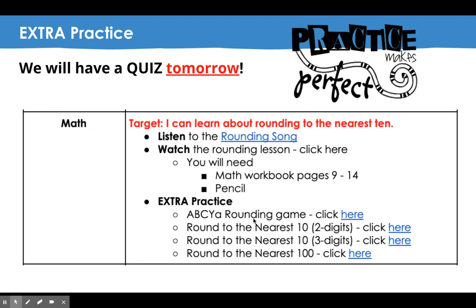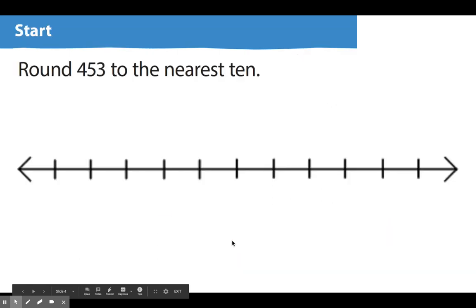It says ABCya rounding game, round to the nearest 10, round to the nearest 100. All of these awesome things are going to be great practice for you to rock your quiz.